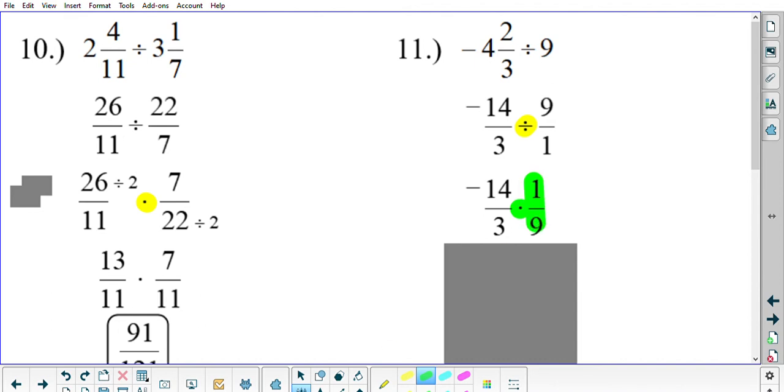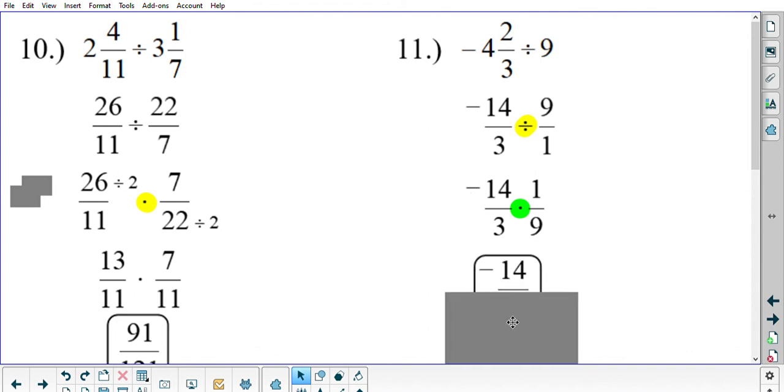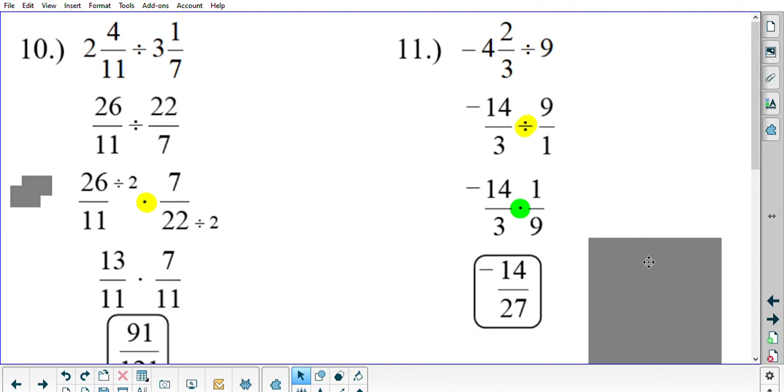Now, from here, you would check, are there common factors that you could reduce by? Does 14 and 9 have a common factor that we could reduce by other than 1? No, they do not. And 1 and 3, you can't even think about them because 1 is already as small as you can get. So let's go ahead and multiply. Negative 14 times 1 is negative 14. 3 times 9 is 27. And that is in simplest form.